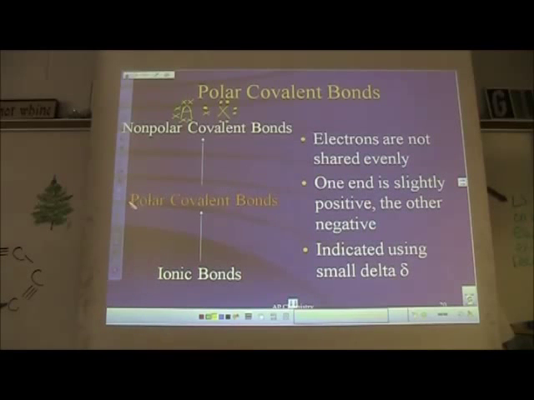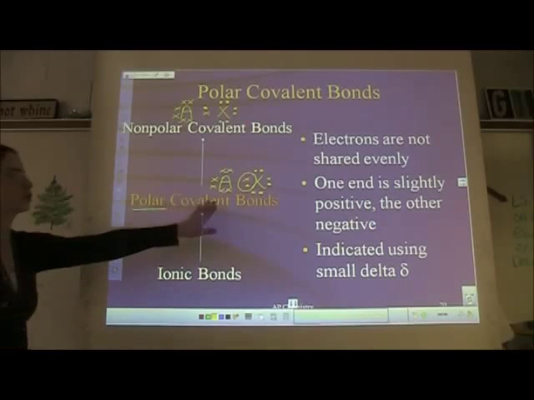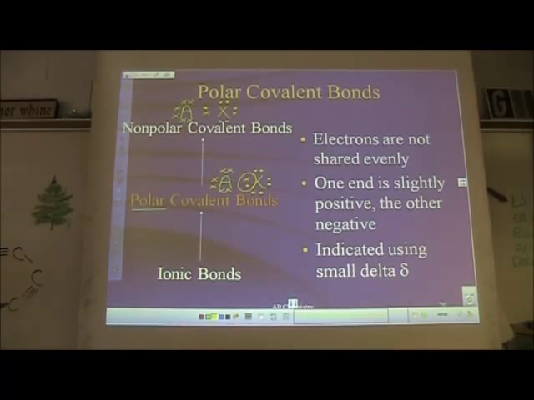Let me try to draw a polar situation. 8 electrons. They are still sharing this pair. Does it look like it's equidistant though? No. It looks to me like this pair is a little bit closer to X than to A. That is a polar bond. It's still sharing a pair of electrons, but they're not being shared evenly or equally. One of the atoms is hogging this pair of electrons.